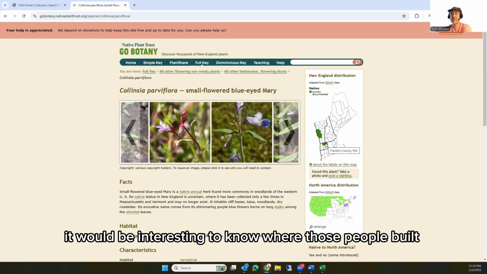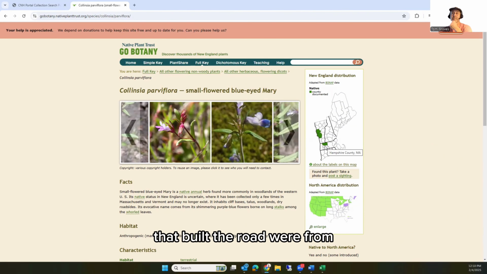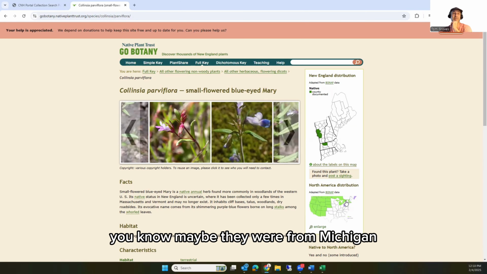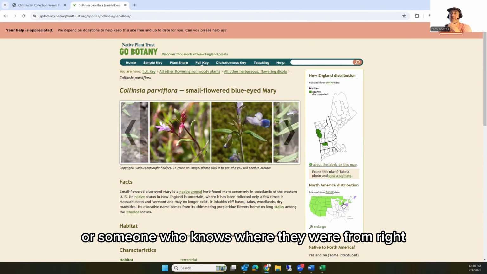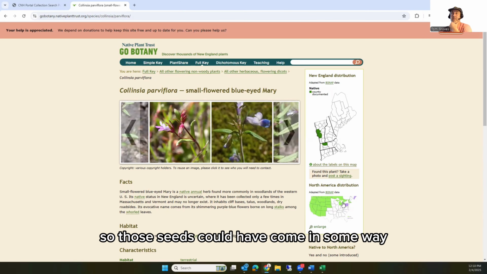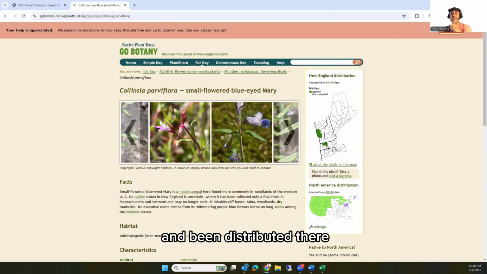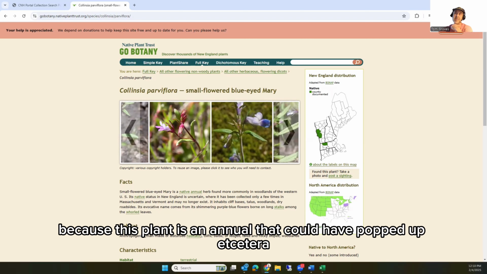It would be interesting to know where those people who built the road were from. Maybe they were from Michigan or something. Who knows where they were from, right? So those seeds could have come in some way and been distributed there, because this plant is an annual. They could have popped up, et cetera.